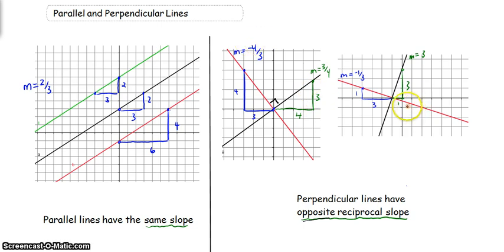Take a look over here, the same thing happens. The red is negative 1/3, the black is 3, or 3 over 1, positive. They are reciprocals and opposite signs. Therefore, the two lines meet at a 90-degree angle.